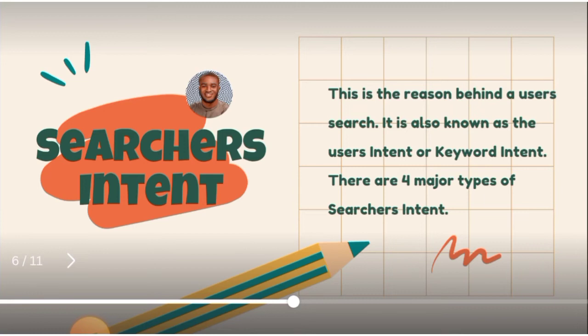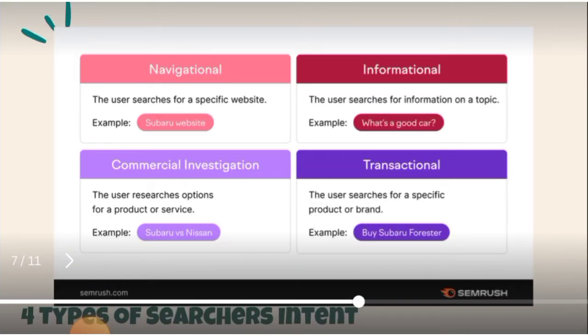There are four major types of searcher's intent. Number one is navigational. Number two is informational. Number three is commercial. Number four is transactional. Commercial is also called commercial investigation. These four are different search queries, and you do not answer them in the same way. You do not write SEO content around them in the same way. You write SEO content around them in a different way.